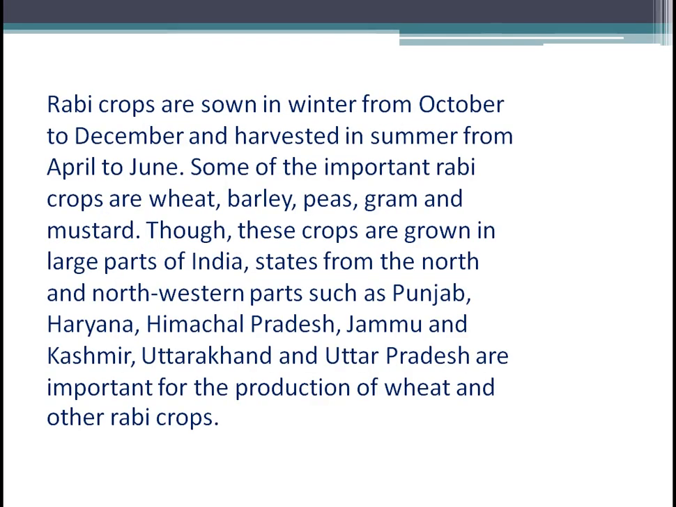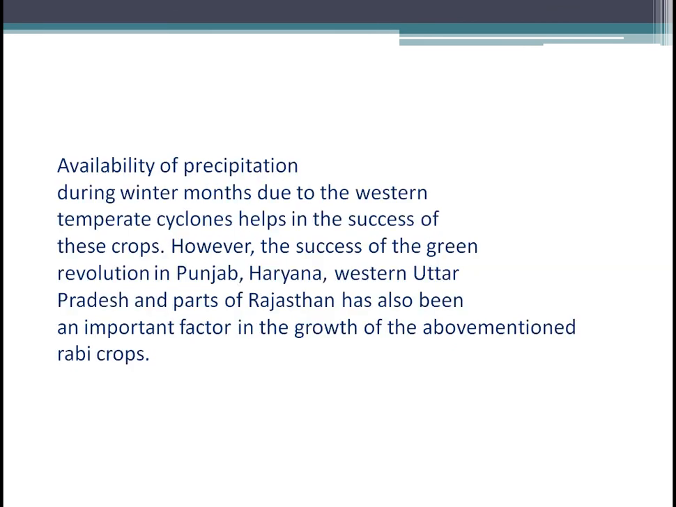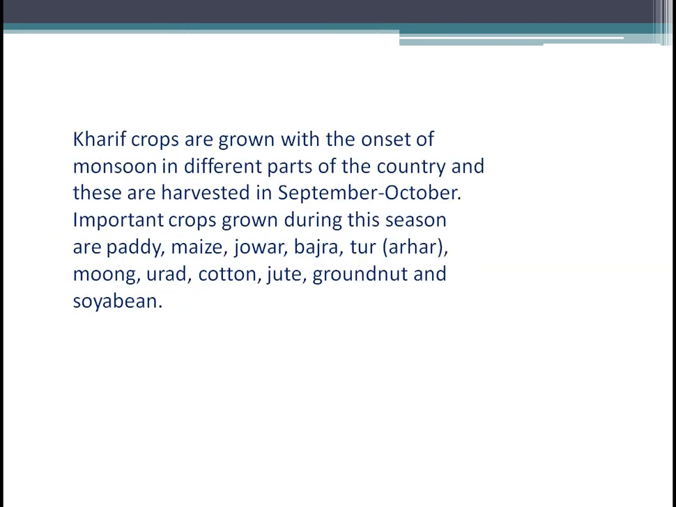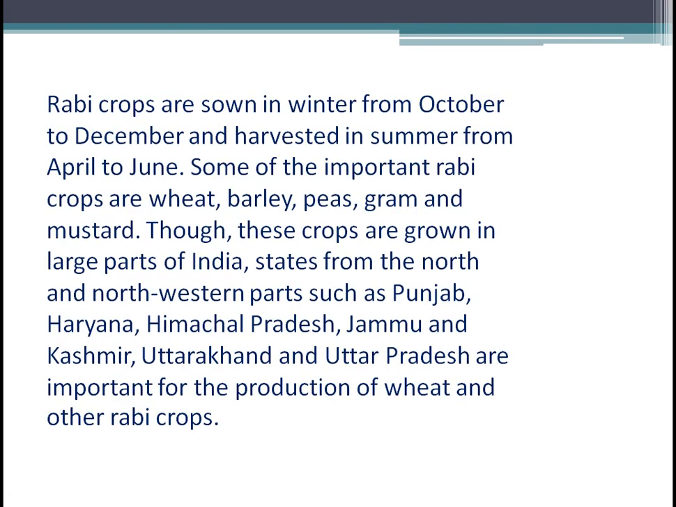Lastly, prepare the notes very well and see one more important thing, where the cursor is. Rabi crops are sown in winter from October to December. So when you are making the notes, write October and December only, and harvested in summer from April to June. So state that for Rabi crops: sowing season October to December, harvesting season April to June.